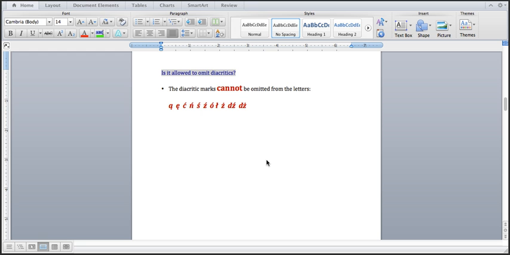Therefore, it is very important to write all the necessary diacritic marks in the letters ą, ć, ę, ł, ń, ó, ś, ź, ż.